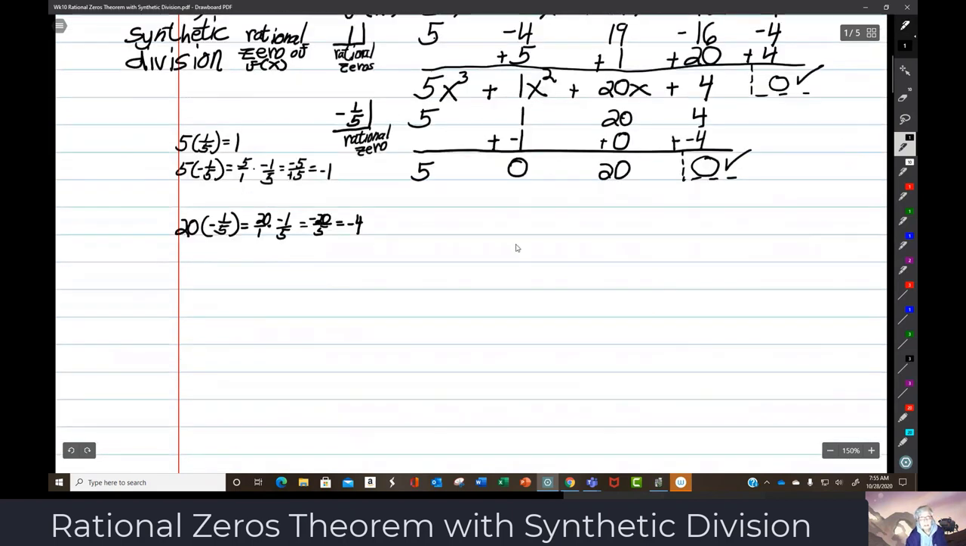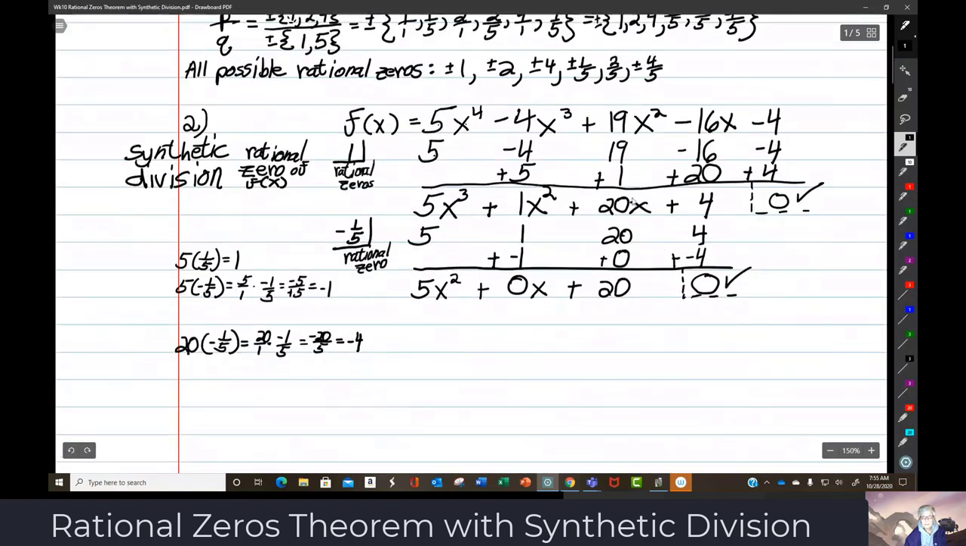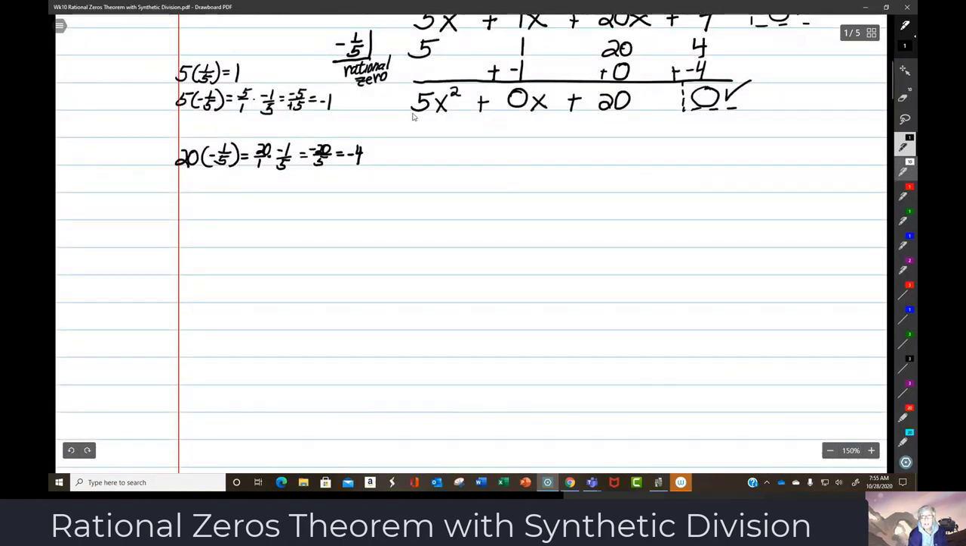Meanwhile, our quotient, this right here, since I started with 5x to the 3rd, has now decreased to 5x squared plus 0x plus 20. Now to find the other two zeros, because quartics have four zeros, I will just solve this quadratic equation, and we can always solve quadratic equations. Since we have a 0x, that's just 0. Okay, I'll subtract 20 from both sides of the equation.